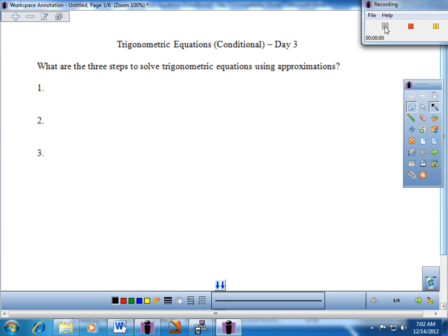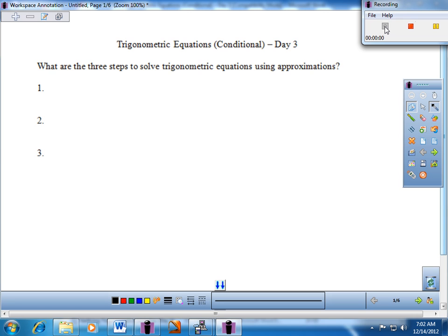Welcome. Today we're going to be taking a look at the notes worksheet entitled Trigonometric Equations Conditional Day 3. This lesson offers us an opportunity to reinforce and review some of the objectives that we saw on the last lesson. So we're going to solve a few more equations and see if we can solidify some of those skills from the last couple days.